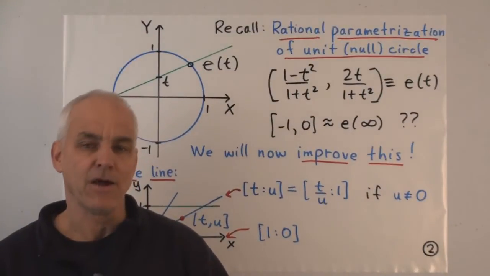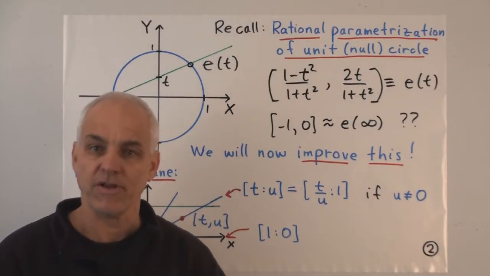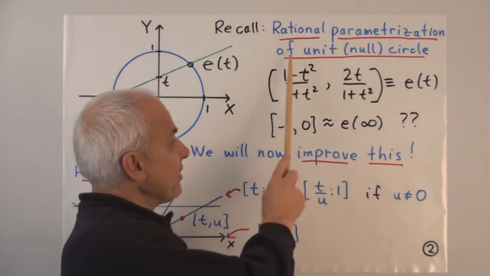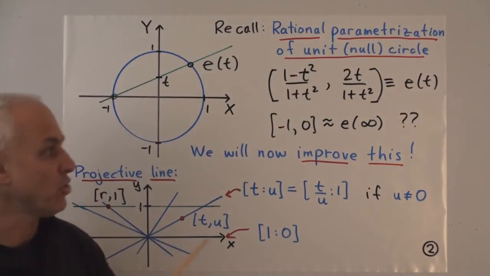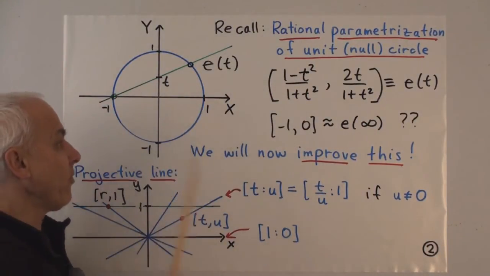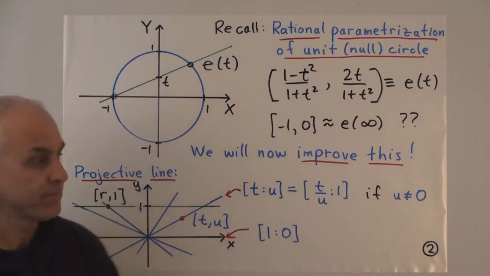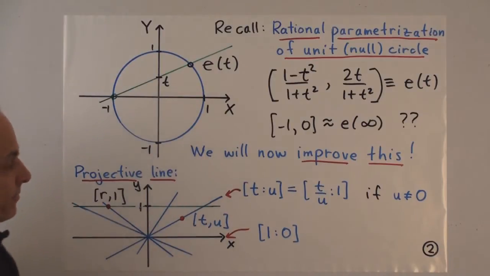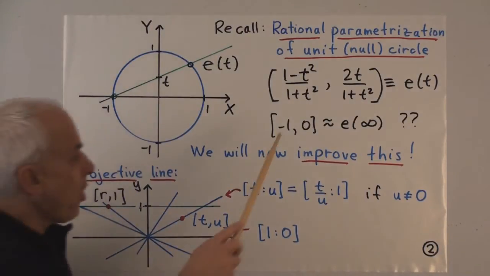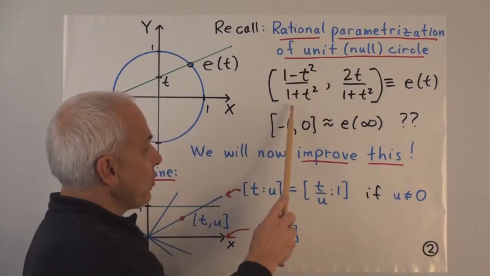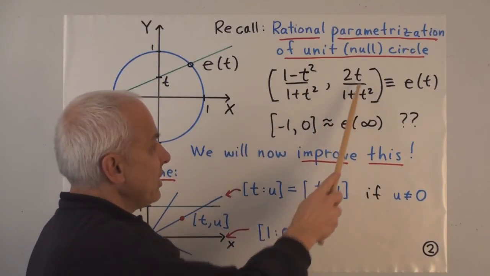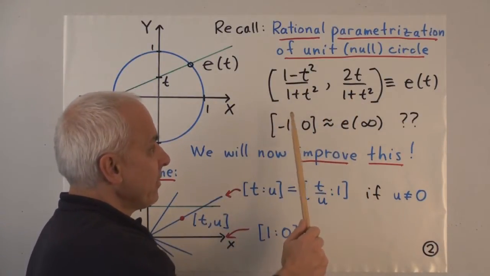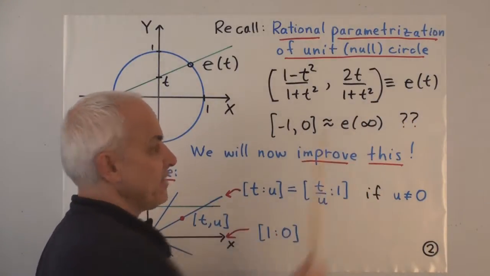All right, I want to go back now to a topic that we treated in one of our earlier videos, the rational parametrization of the unit circle. The unit circle, x squared plus y squared equals 1, we also call the null circle, because the points that lie on it are exactly the null points. Now I remind you that we had a parametrization of the points on this circle. They were all of this form: (1 minus t squared)/(1 plus t squared), comma, 2t/(1 plus t squared). And we denoted that by e(t).